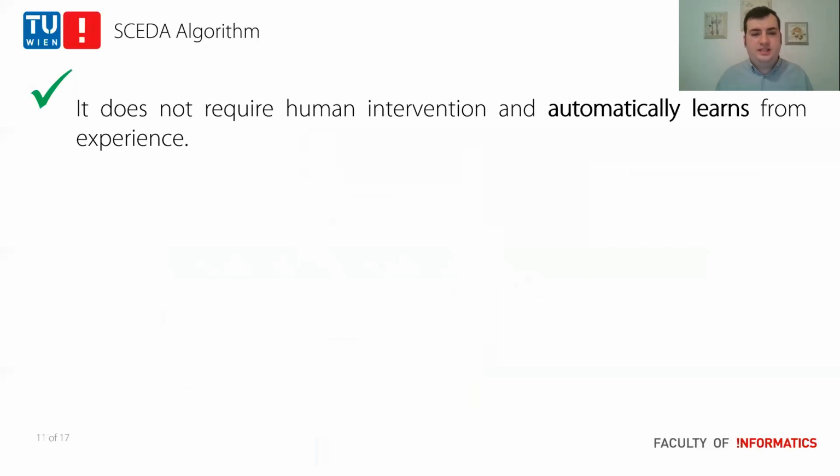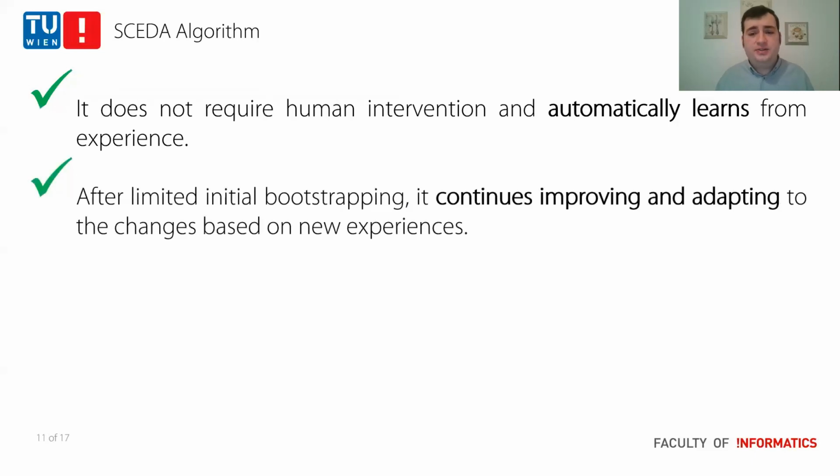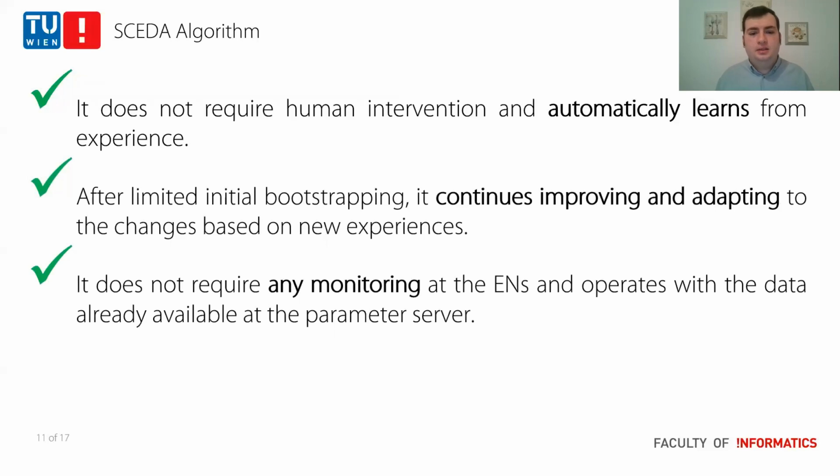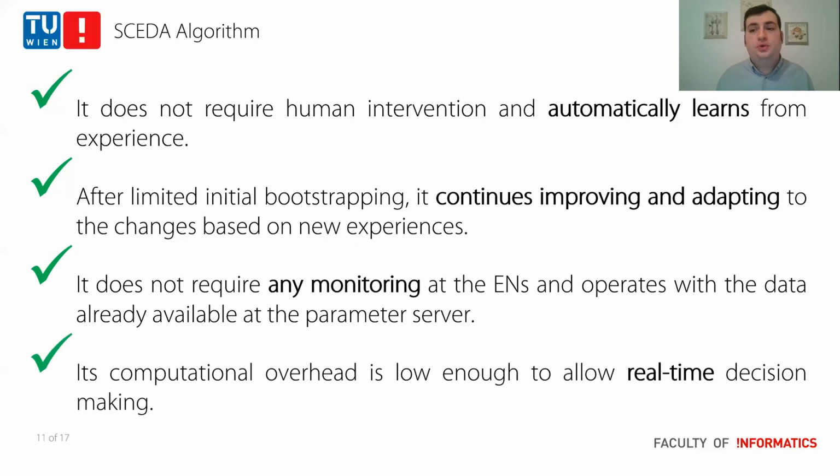We have some design choices defined as non-functional requirements that SCADA satisfies. The first one is that it is autonomous, so it doesn't require any human intervention and automatically learns. The second is that it is online, so it continuously improves and adapts itself to the changing conditions. The third one is that it has no monitoring overhead. It works with the data already available at the parameter server. For example, it doesn't measure the accuracy value at each edge node. Finally, its computational overhead is also quite low, so that it can run in real time.